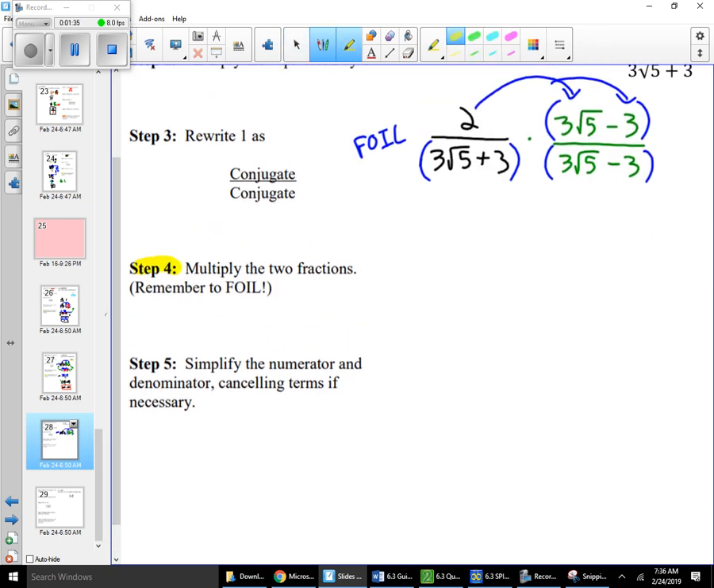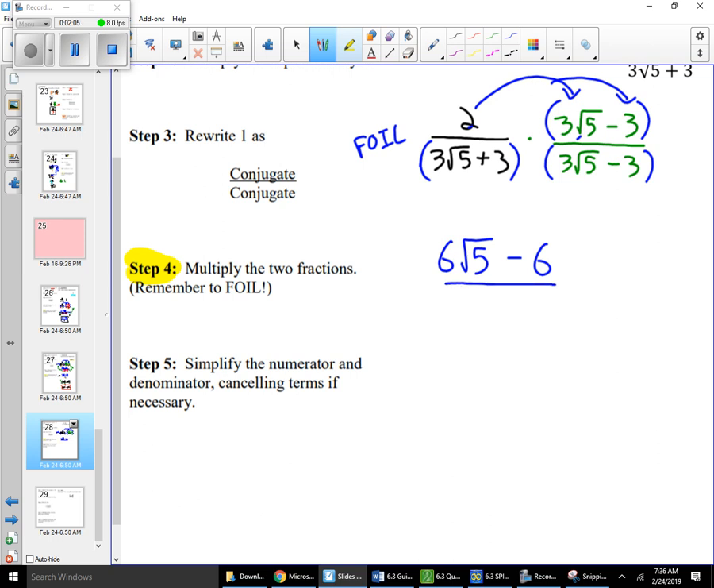It's time for the hard part, step 4. Actually doing a bit of arithmetic here. We have the 2 in the numerator times a 3 root 5. So because that 2 is a whole number, it gets multiplied by the 3, the coefficient. So that will be a 6 root 5. And we also have a 2 times negative 3. Positive times a negative will be negative. So that will give us a negative 6.